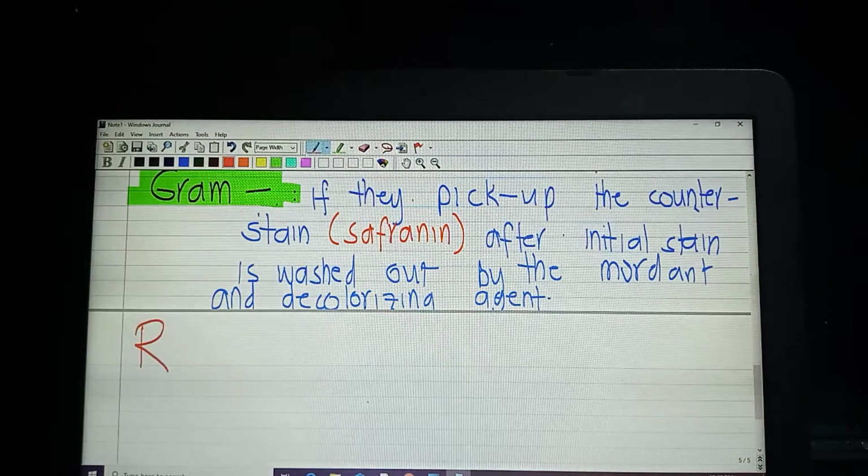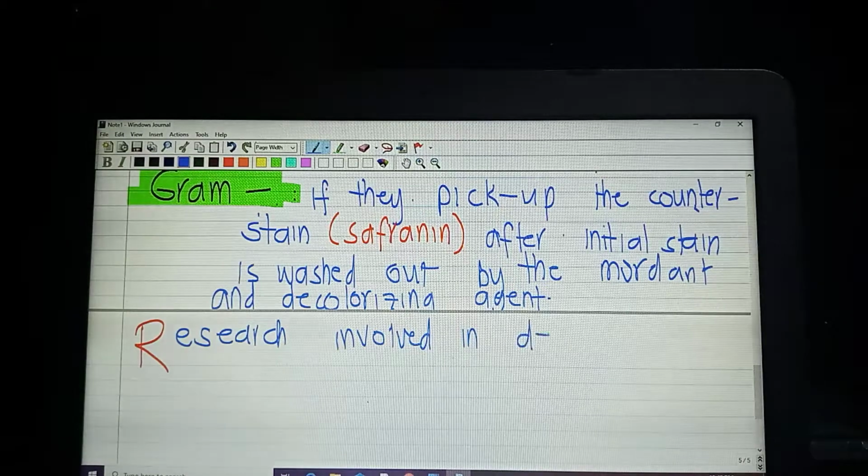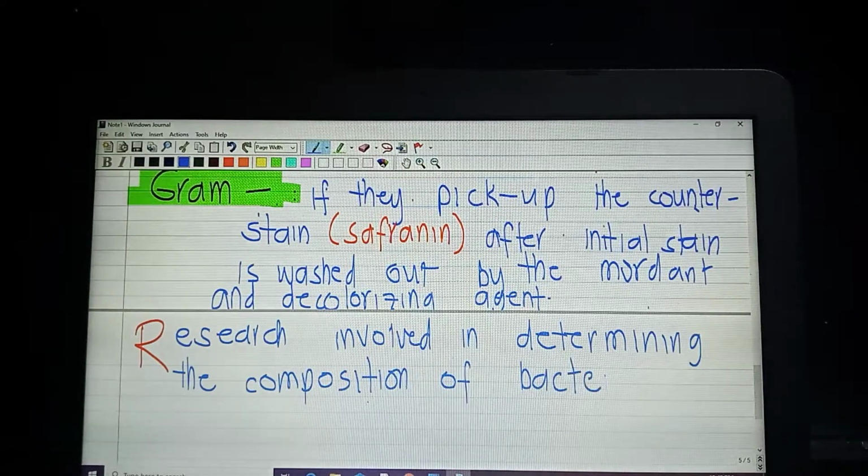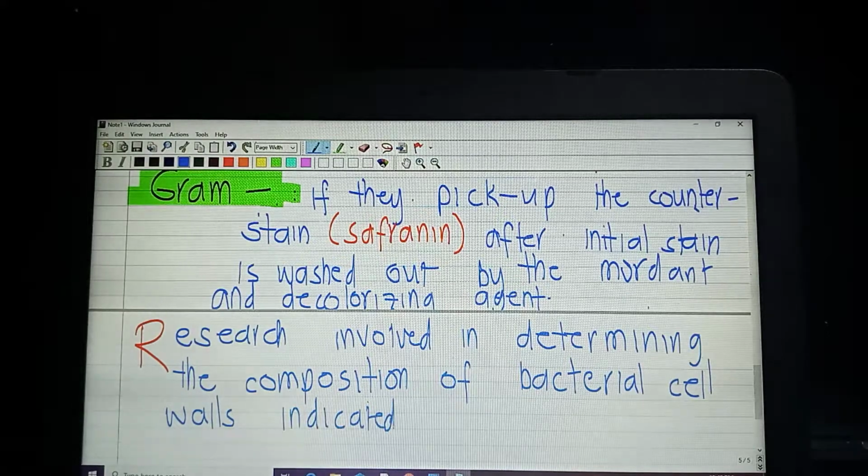Next, we're following your mnemonic gram para mas madali nating matandaan. How about, sir, your letter R? Okay, your letter R. Research involved in determining the composition of bacterial cell wall indicated that there was a close correlation. That's according to research.